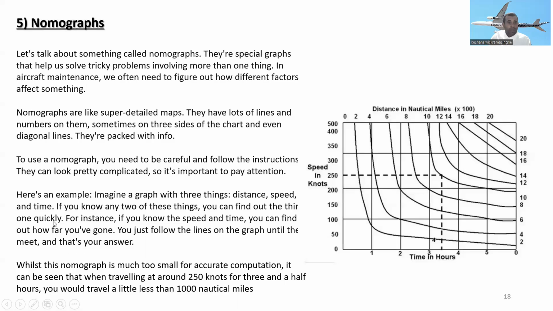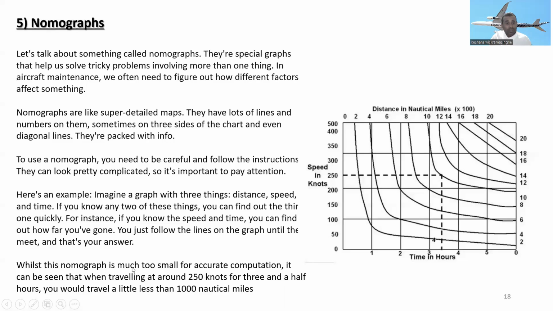So for instance, if you know the speed and time, you can find out how far you have gone. You just follow the lines on the graph until they meet, and that's your answer. If the speed is 250 and the travel time is around 3.5 hours, then the distance you travel is approximately 1000 nautical miles.